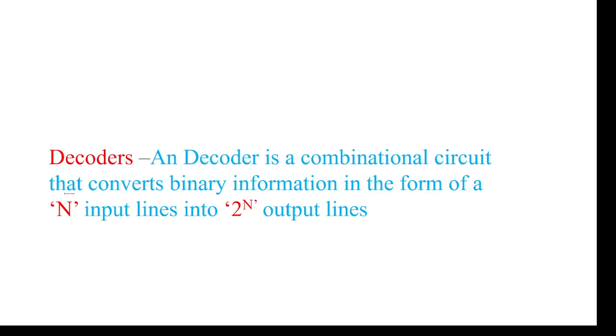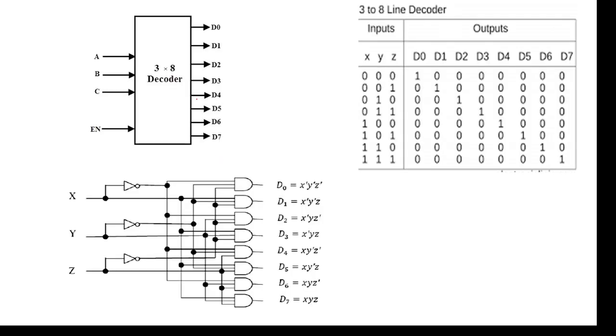Here we can say n input lines are converted into 2 power n output lines. This is a decoder block diagram. Here this is a logic diagram, and this is the truth table. I will tell you how to decode.